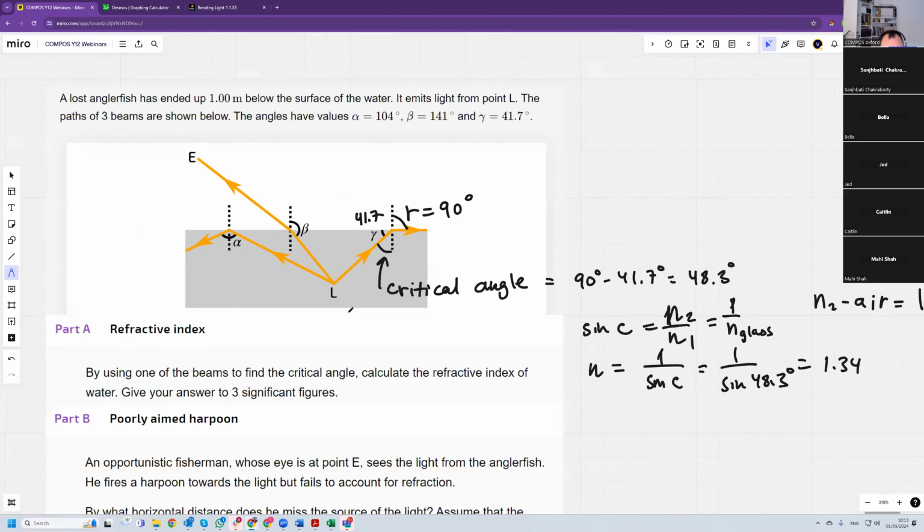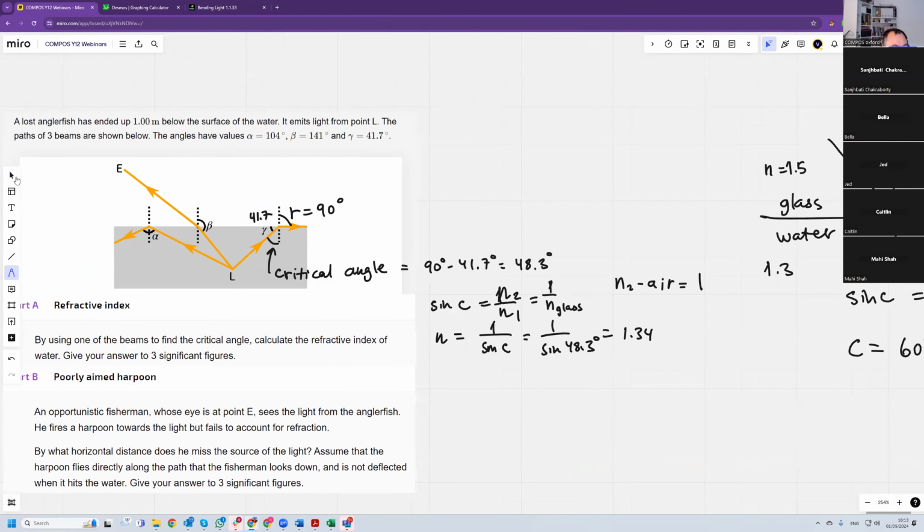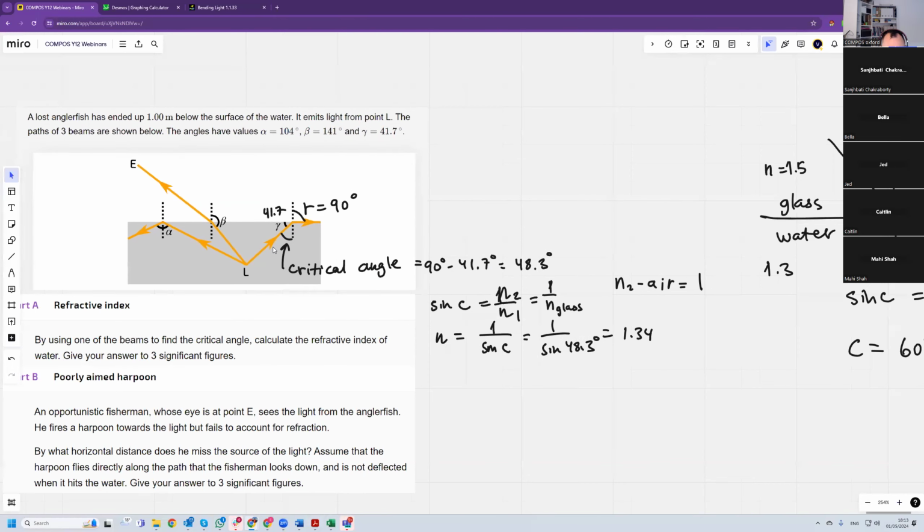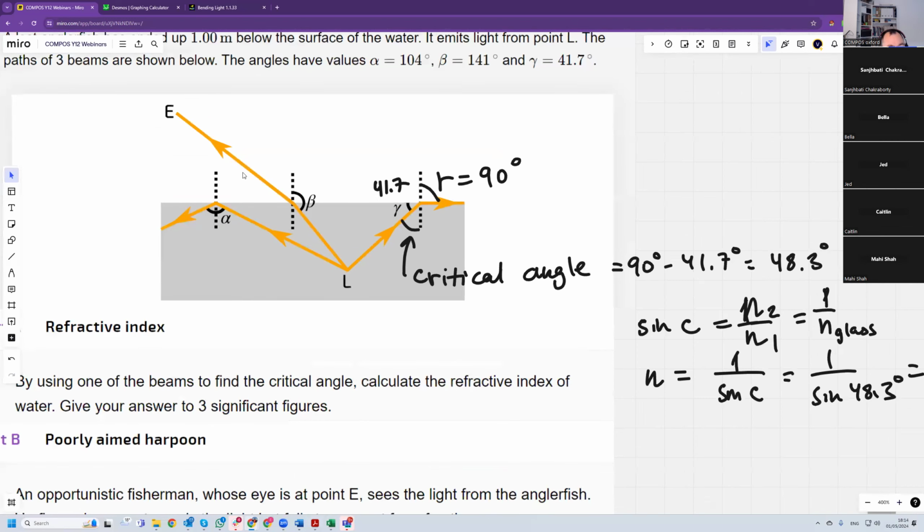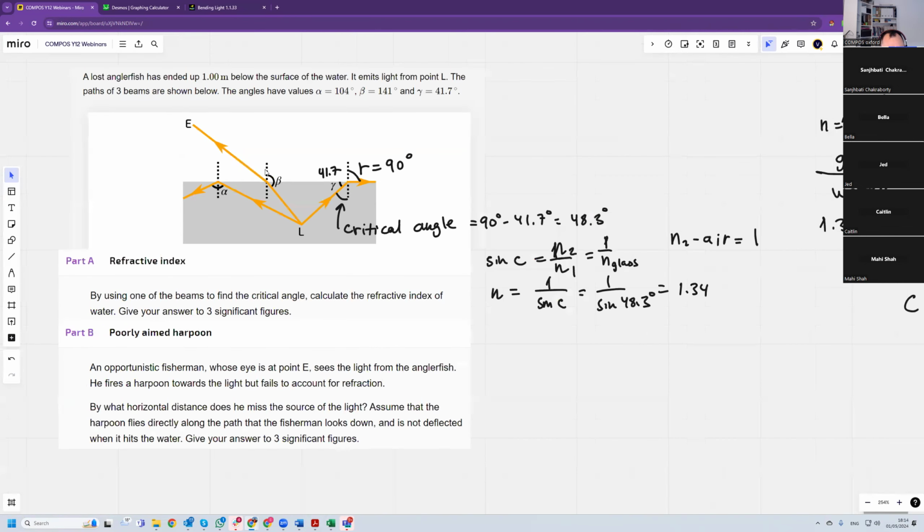So what happens here is that the light that the fisherman sees is this ray E. So the fisherman assumes that the light is coming from somewhere here, traveling along this line. So the fisherman assumes that if you fire a harpoon along this line, he will hit the fish.